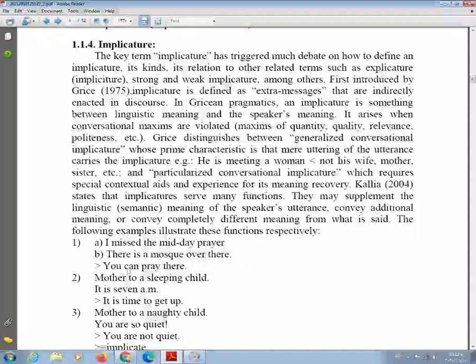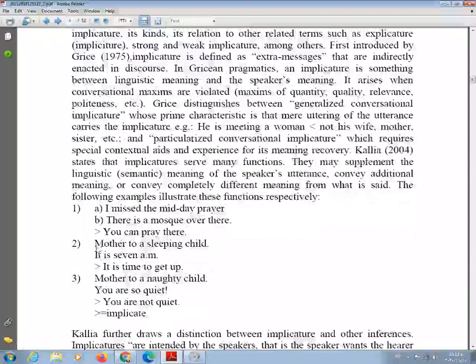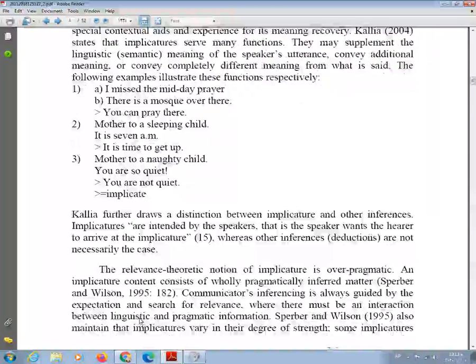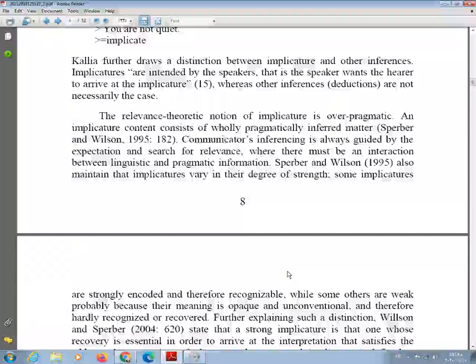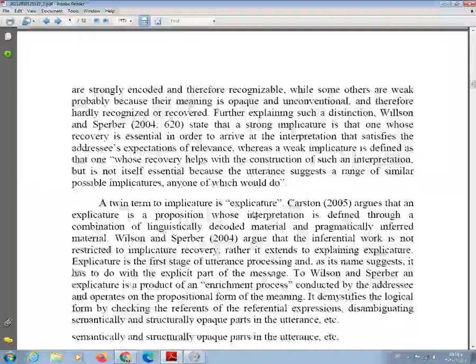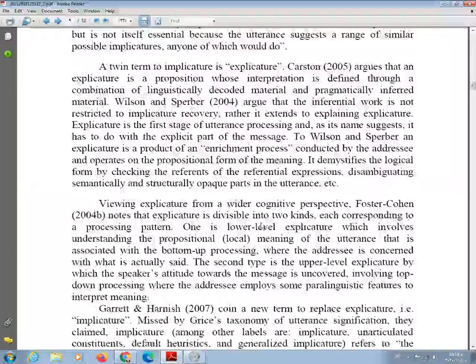And then let's look at number 2. Mother to a sleeping boy or child: it's 7 a.m. What's implicated here? It's time to get up. Mother to another child: you are so quiet. What's implicated here? You are not quiet. Okay, so these are implications, ostensive implications that we infer from the context. Okay, and most of our communication as humans is inferential, right? I'm not going to go deeper in this, but it would be enough for me and for you to just have a very simple definition of this term. Okay.